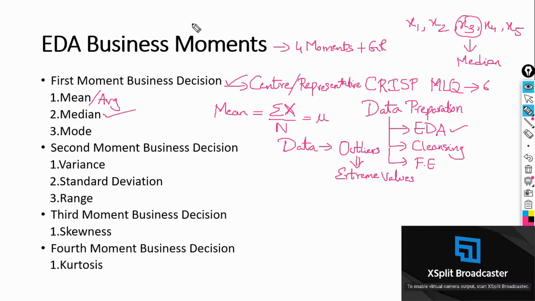Okay, I'll give you an example. There is data in which there are in total 6 values: x1, x2, x3, x4, x5, and x6. Assume we have ordered all these values in ascending order.